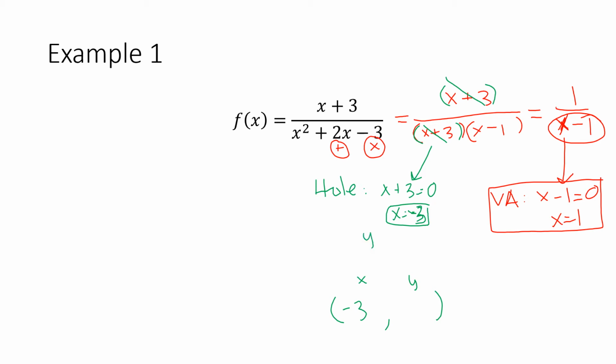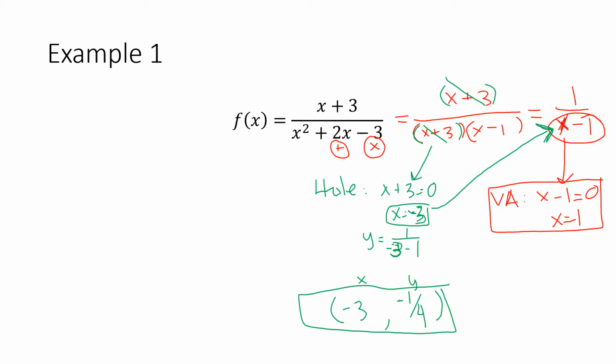So I'm going to go all the way over to the end after we've canceled this thing out, and I'm going to plug that negative 3 in right there on the bottom where the x is. So it'll be 1 over negative 3 minus 1. So that would be 1 over negative 4, or negative 1/4. So the hole in my graph happens at negative 3, negative 1/4.